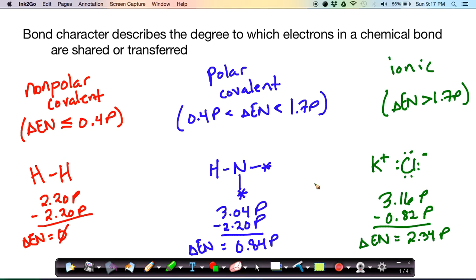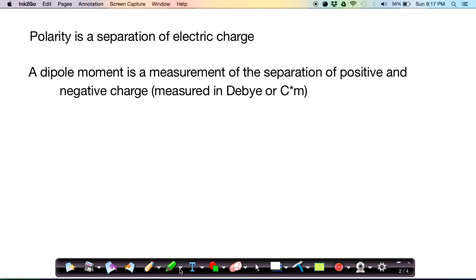Now we're using this word here, polar, so it's worth talking a little bit about polarity in our discussion of bond character. So let's look at polarity. When we use this word polarity or polar, we are talking about a separation of electric charge, specifically a separation between positive and negative charges. And this can be quantified with what we call an electric dipole moment. So this is an actual measurement of the degree of separation of positive and negative charge between two bonded atoms.